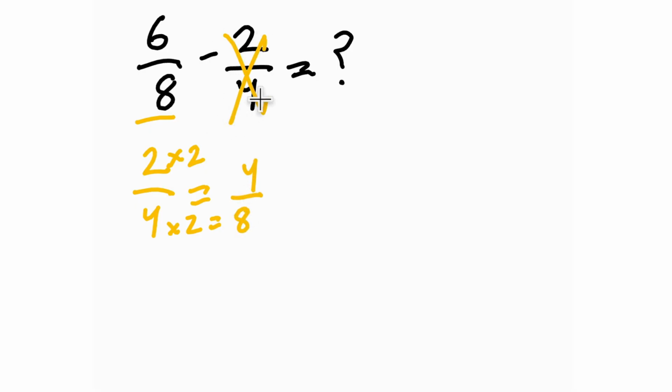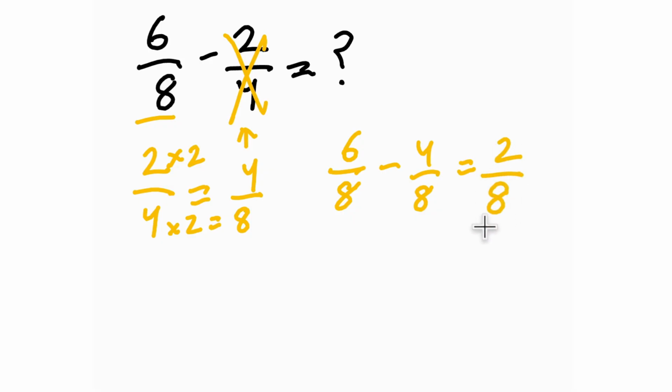So we just remove this and replace 2/4 with 4/8. So 6/8 minus 4/8 is equal to 2/8. And you might think we're done, but we have one last step. 2/8, we can divide the top and bottom by 2 to simplify it. It's equal to 1/4. So 6/8 minus 2/4 is equal to 1/4.